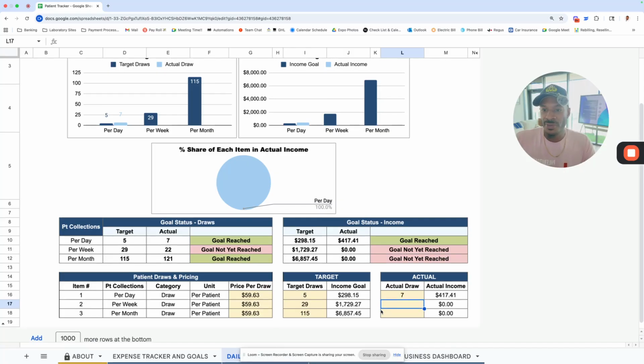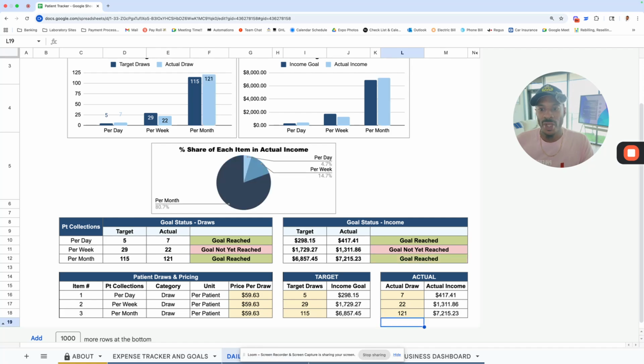So we saw 22. And we made $1,311.86. So we didn't hit that goal right here. So it's going to say goal not reached. And as you can see, everything's populating here on your charts. And then finally, we saw 121 patients total. So in a month, we were able to generate $7,215.23.